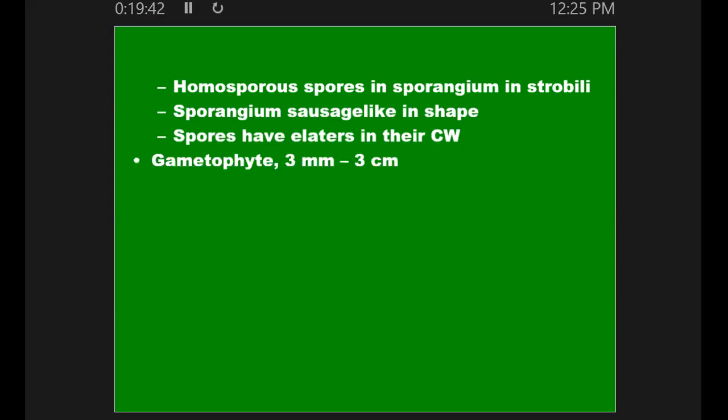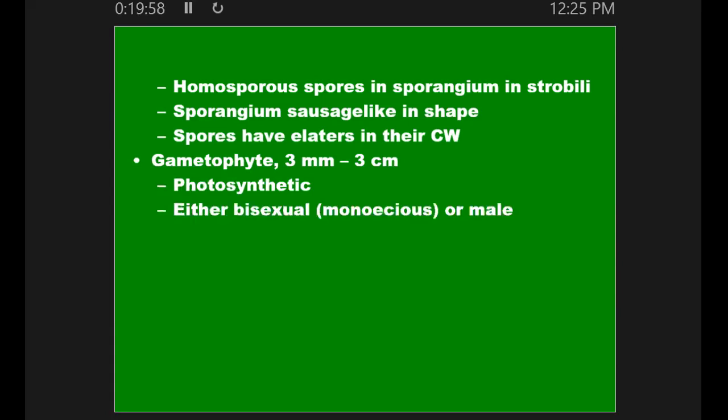So the gametophyte, depending on which species of Equisetum you're looking at, can be tiny, 3 millimeters. Like you definitely need good eyesight for that. Up to 3 centimeters that you could easily see with the naked eye. And they're usually on the surface of the soil and photosynthetic. And it depends on the species again.